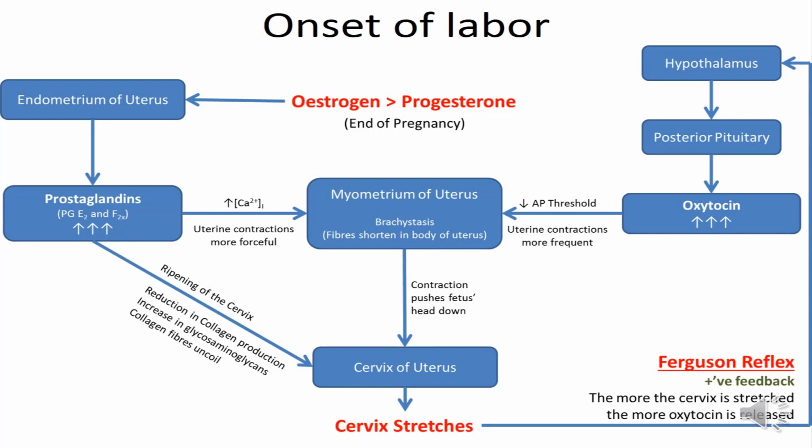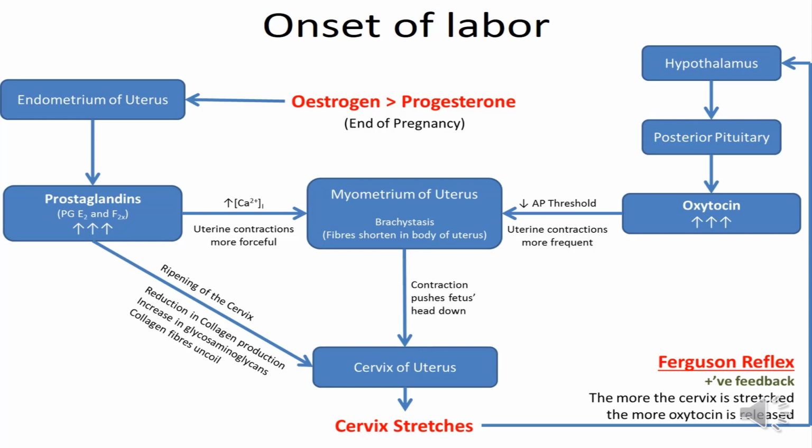So, ripening of the cervix occurs by what? By reduction in collagen production and increase in glycosaminoglycan fibers. When calcium is increased, it affects the myometrium of the uterus, leading to shortening of the body of the uterus. Contraction pushes the fetal head down.